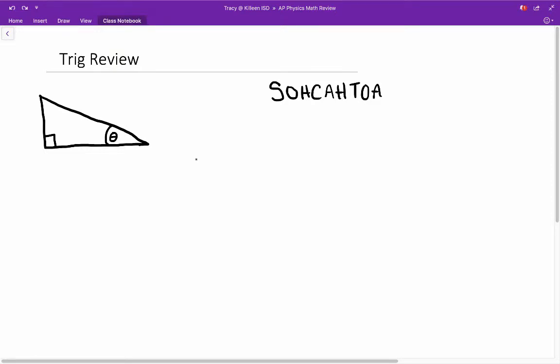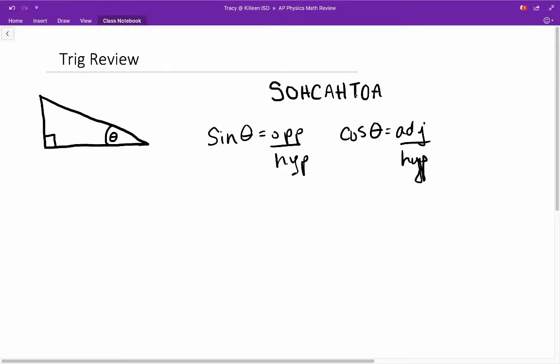In this video, we're going to do a little trig review of sine, cosine, and tangent. If you have a right angle, then you can find the length of each side, and you can find the angles using sine, cosine, and tangent. If you remember SOHCAHTOA, that stands for sine is equal to the opposite over the hypotenuse. Cosine is equal to the adjacent over the hypotenuse. And tangent is equal to opposite over adjacent.